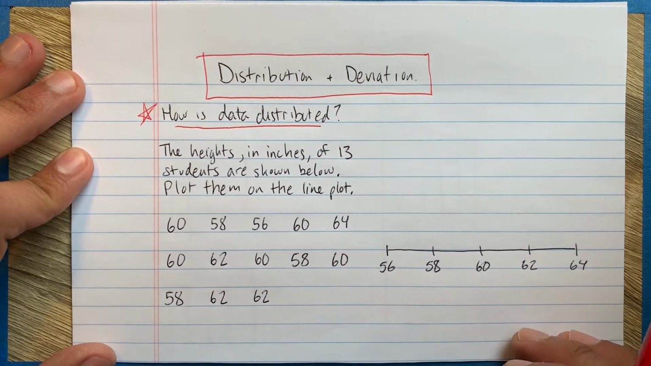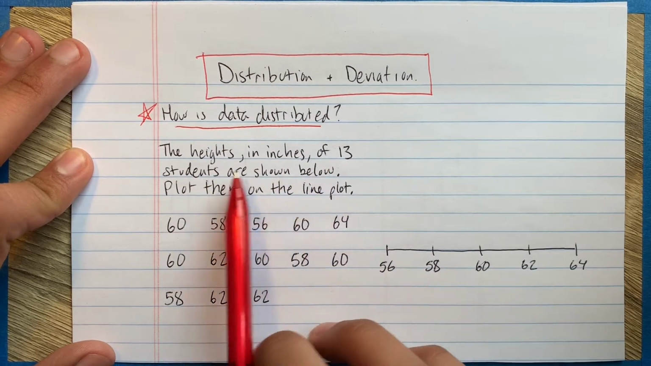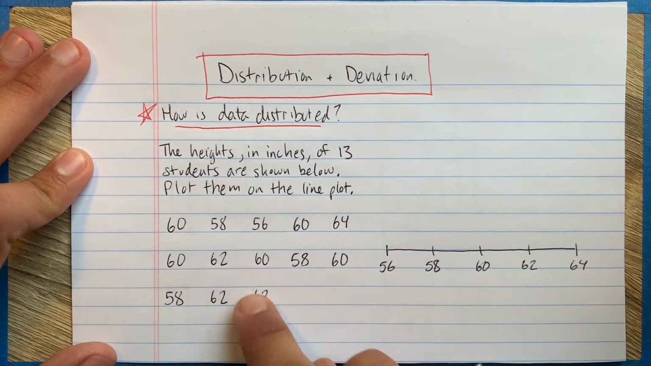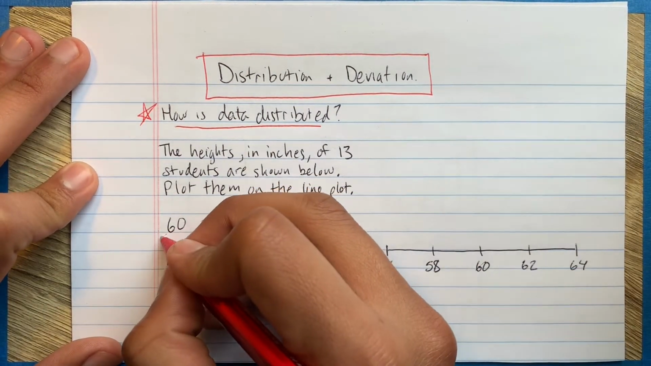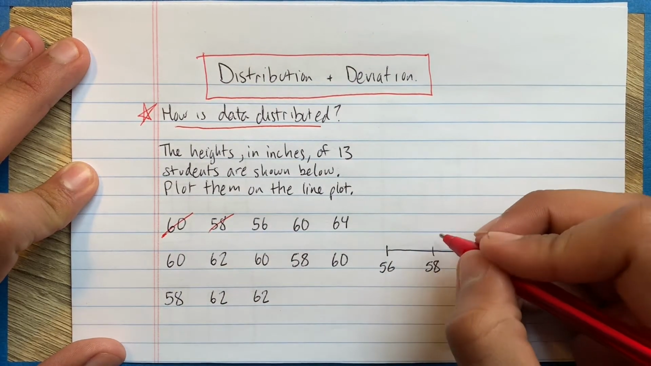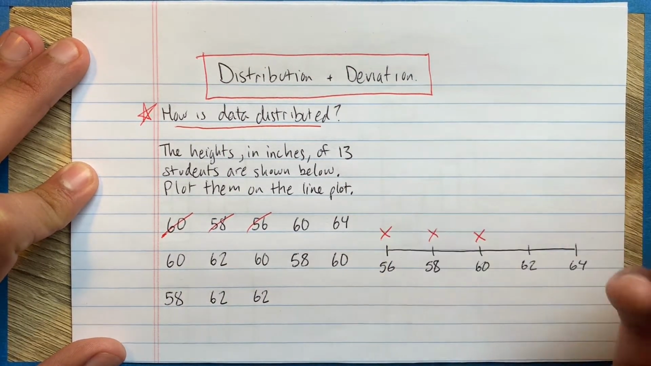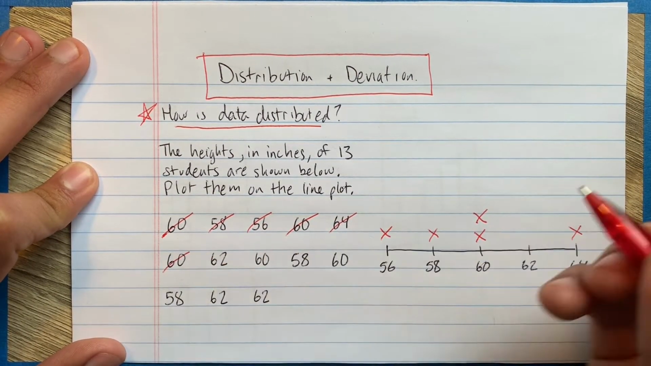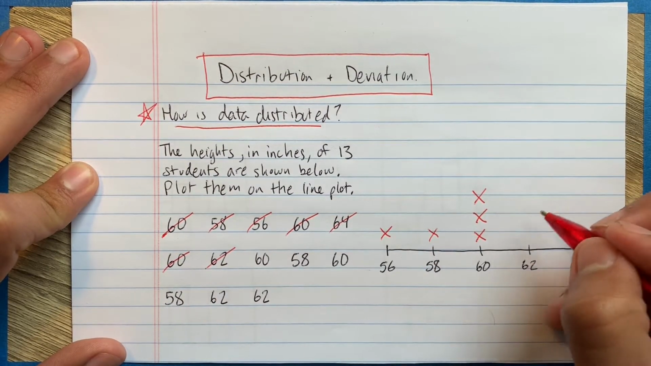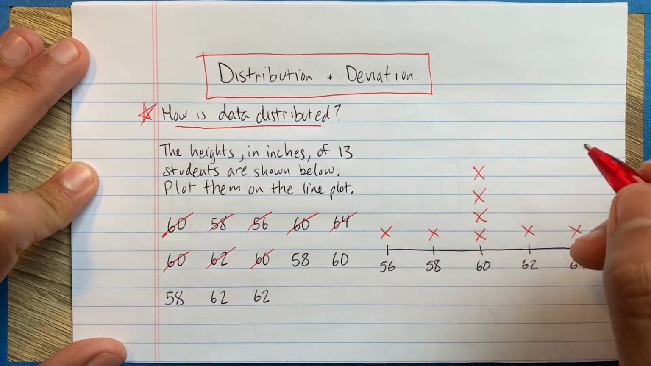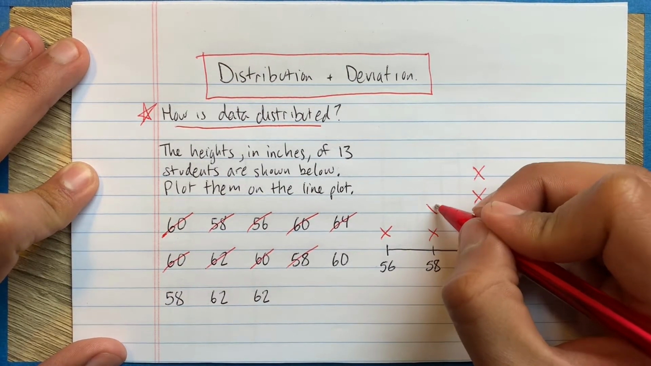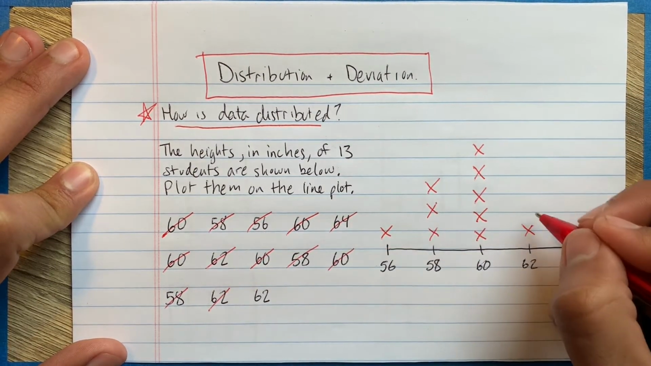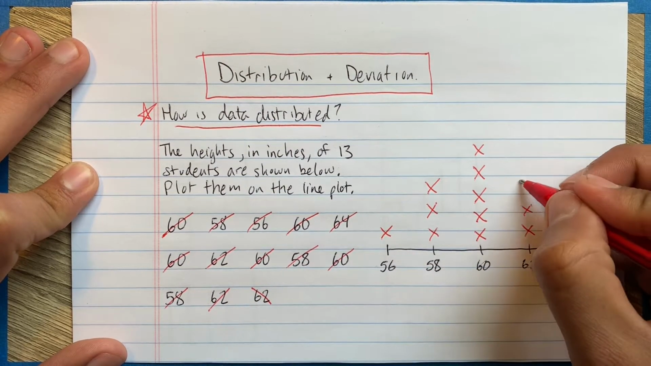And to begin this, we're going to start with this example. It says that the heights in inches of 13 students are shown below. Plot them on the line plot. So we're going to create a line plot with x's, and we're just going to put these on this line plot. So we have 60, we have a 58, we have a 56, we have another 60, we have a 64, we have another 60, lots of 60s, we have a 62, another 60, we have a 58, we have another 60, we have a 58, we have a 62, and we have a 62.